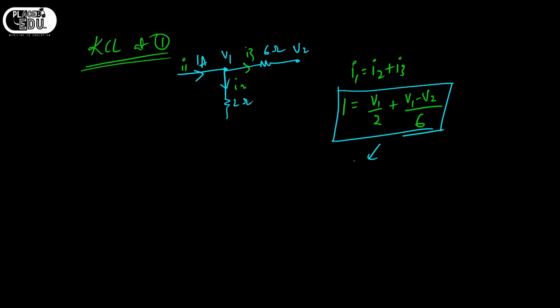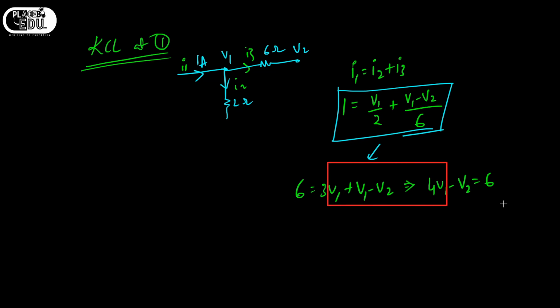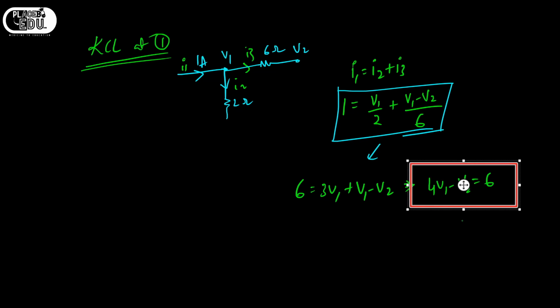Now simplifying this equation, I have to take the LCM. Here it is 6. 6 is equal to 3V1 plus V1 minus V2. Therefore the first nodal equation is 4V1 minus V2 is equal to 6. We got the first nodal equation by considering the first node.